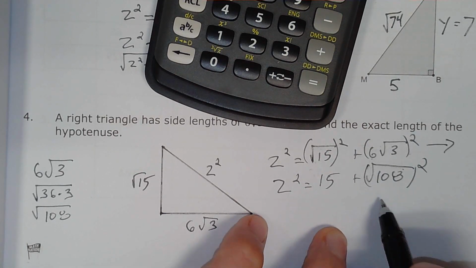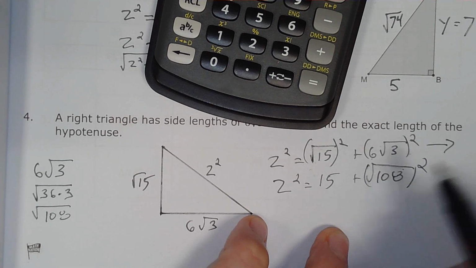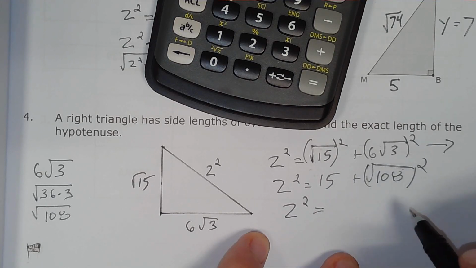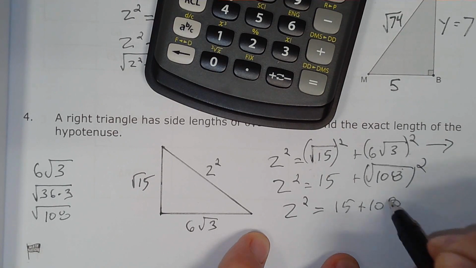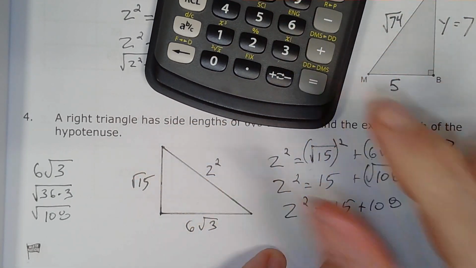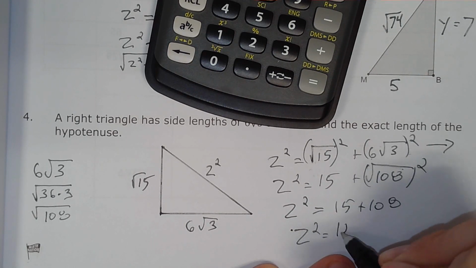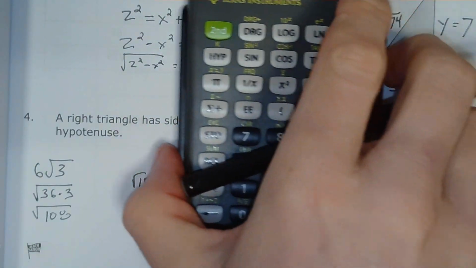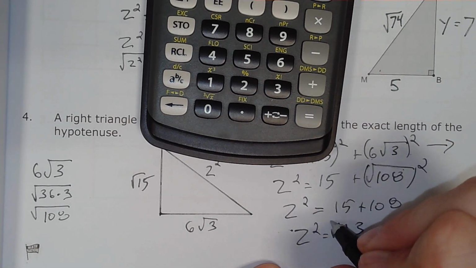Sorry about that. Now that I've squared that, I have z squared equals 15 plus 108. So z squared equals 123. Now if I take the square root of 123, it's 11.1, some really long, ugly number. So that's the square root of 123.